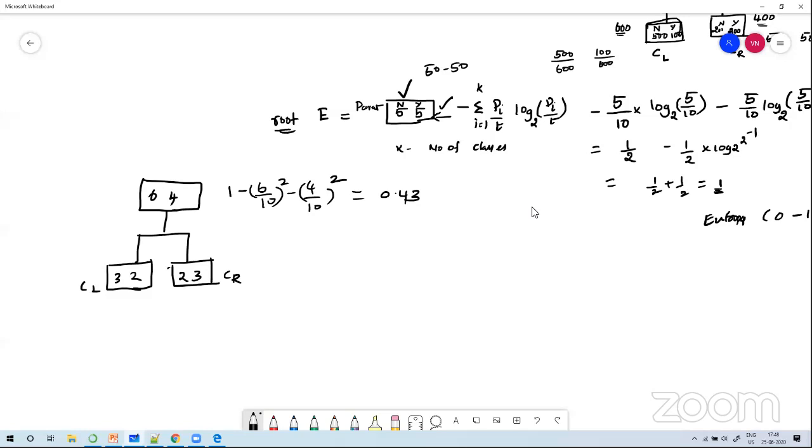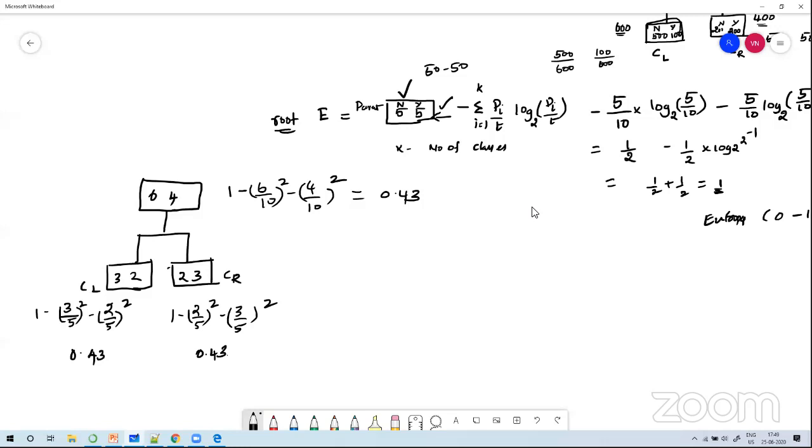Gini on the left-hand side is going to be 1 minus (3/5)² minus (2/5)², and here 1 minus (2/5)² minus (3/5)². Let's say this is 0.43 and this is also 0.43.